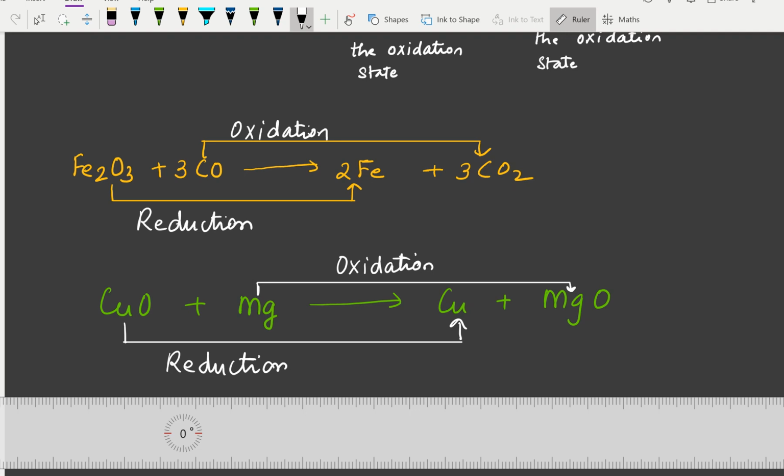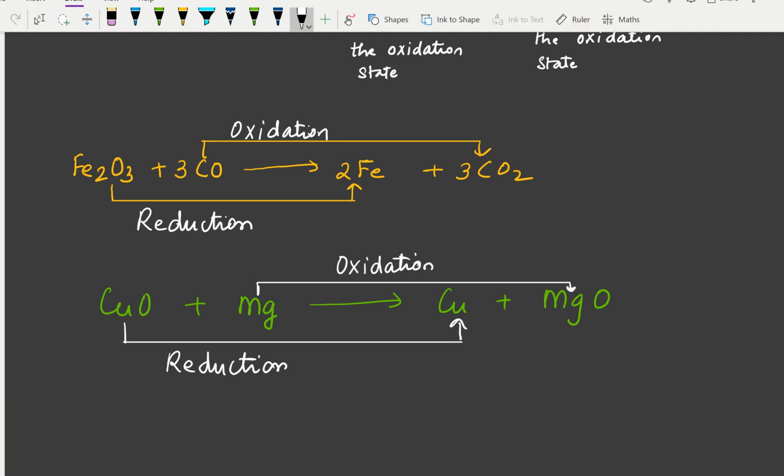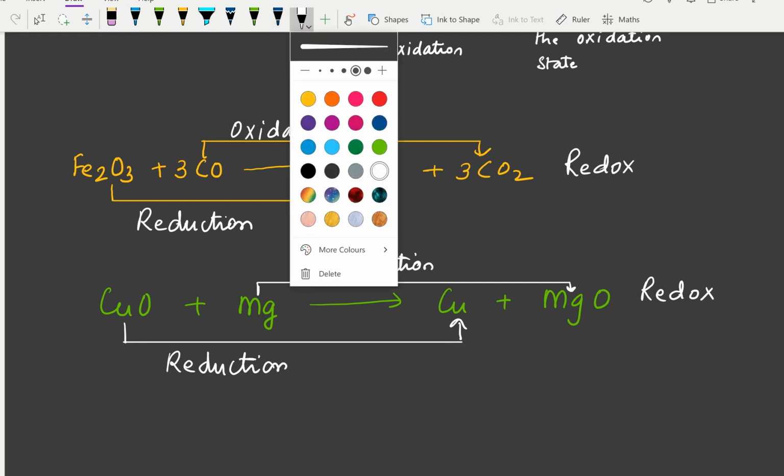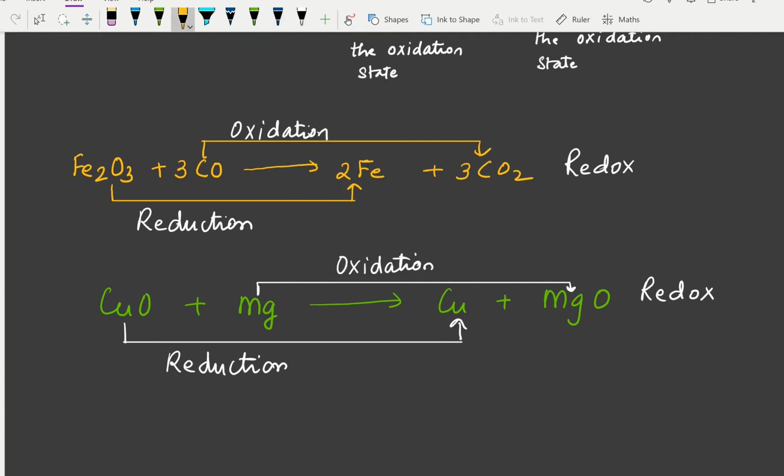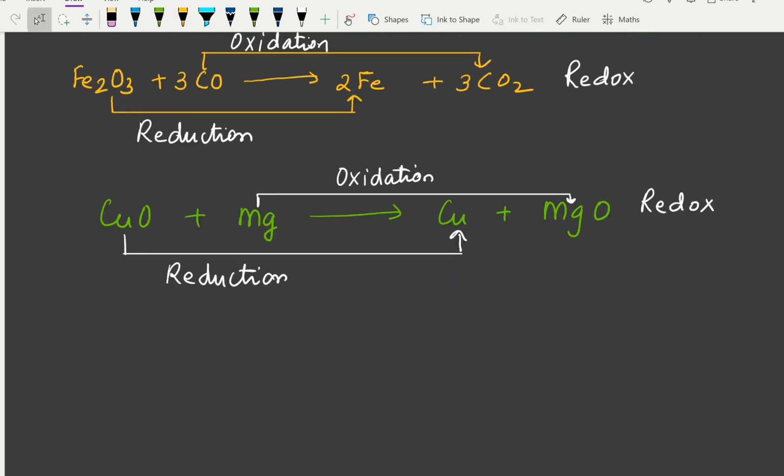So once again, oxidation and reduction take place simultaneously. So this again is an example of a redox reaction. Fine. One more example. This time I'll change my color to yellow. Now let's talk about the reaction between copper and oxygen.